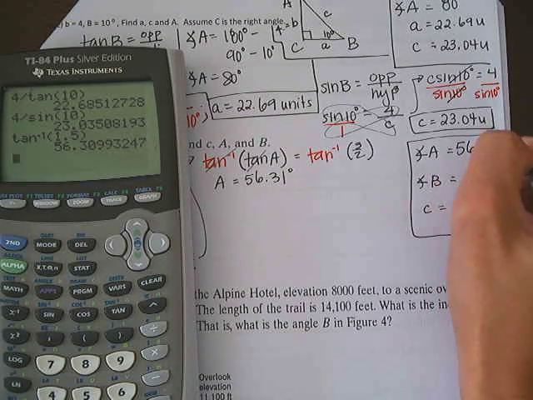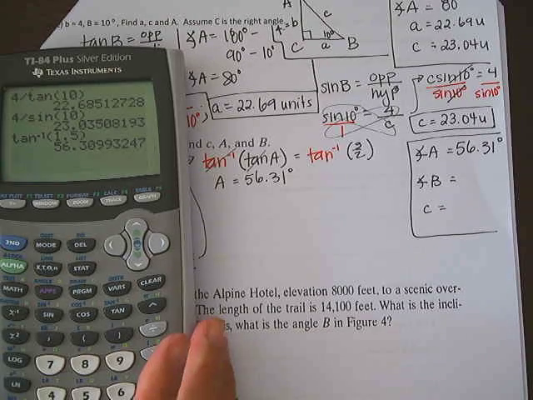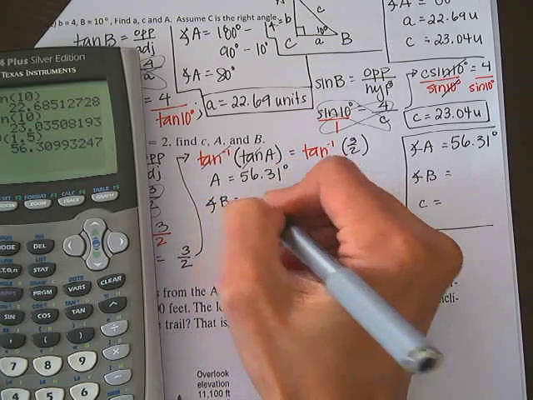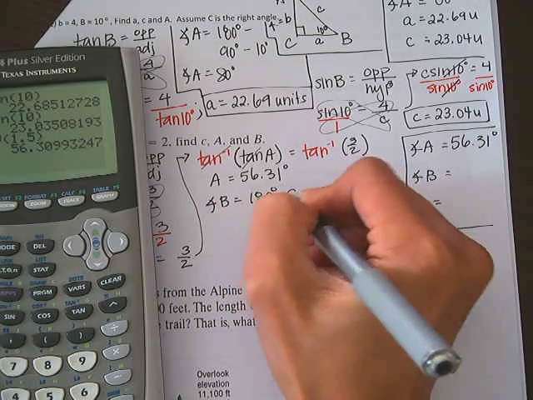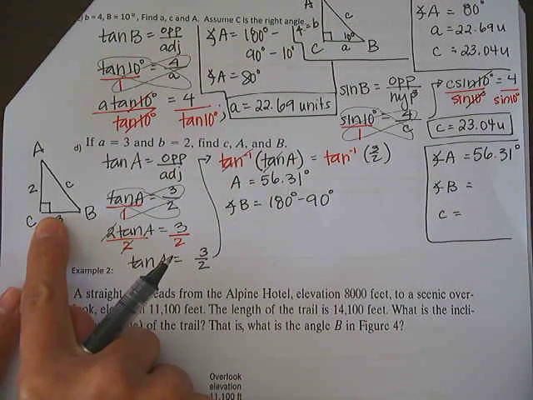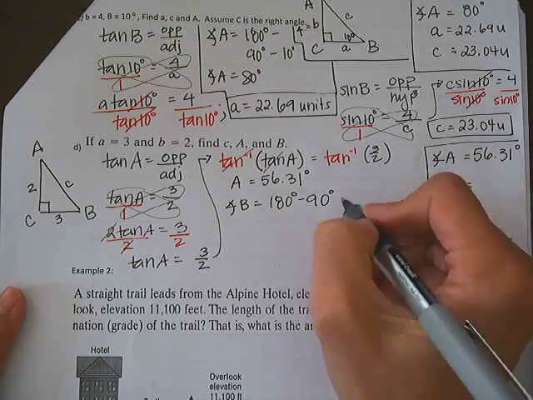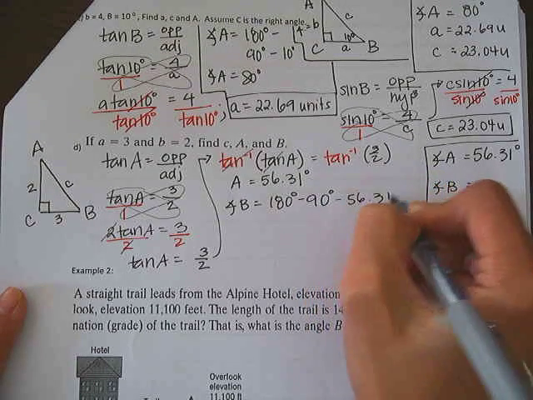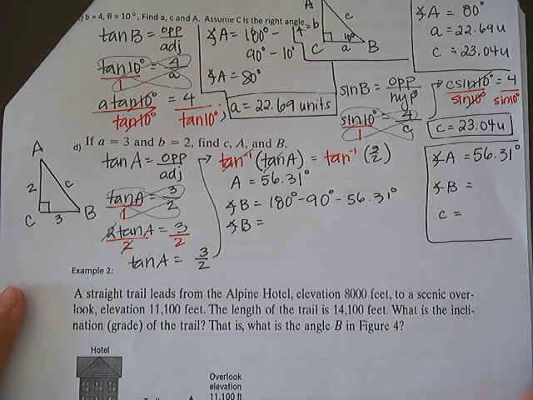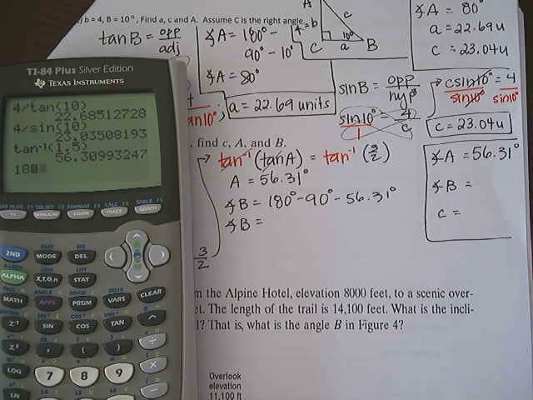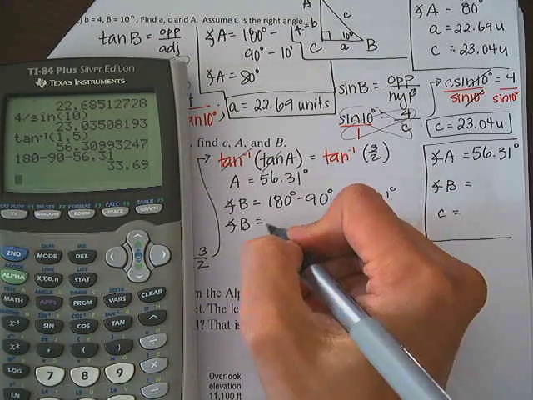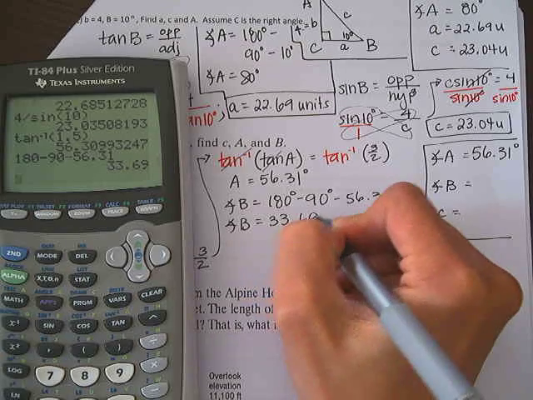56.31 degrees. Now that we have an angle A, we can easily find angle B. Angle B equals 180 take away 90, okay? Because a triangle is 180 degrees, take away the right angle, and take away A, which is 56.31 degrees. So that gives me 180 minus 90 minus 56.31, 33.69 degrees.